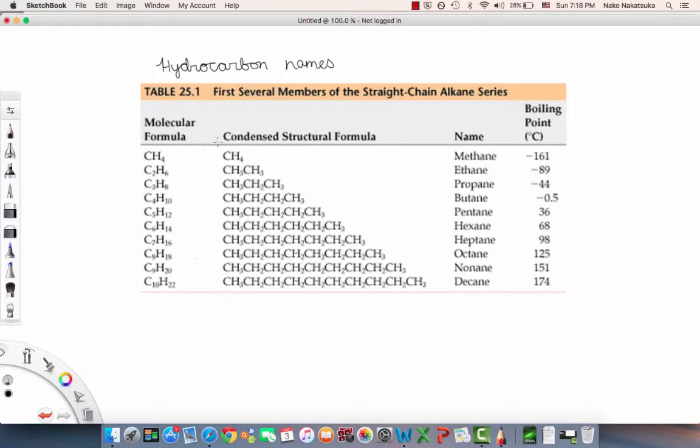So I also wanted to show you guys this table just to remind you of all of the different prefixes we use for the hydrocarbon names. And so when we just have one carbon, in this case we have methane, where the prefix is meth. When we have 2 carbons, we have eth for ethane. When we have 3 carbons, we have prop. For 4 carbons, we have but. For 5 carbons, we have pent, and then hex, hept, oct, non, and then dec for 6, 7, 8, 9, and 10 carbons. So this is an example for when you have an alkane.